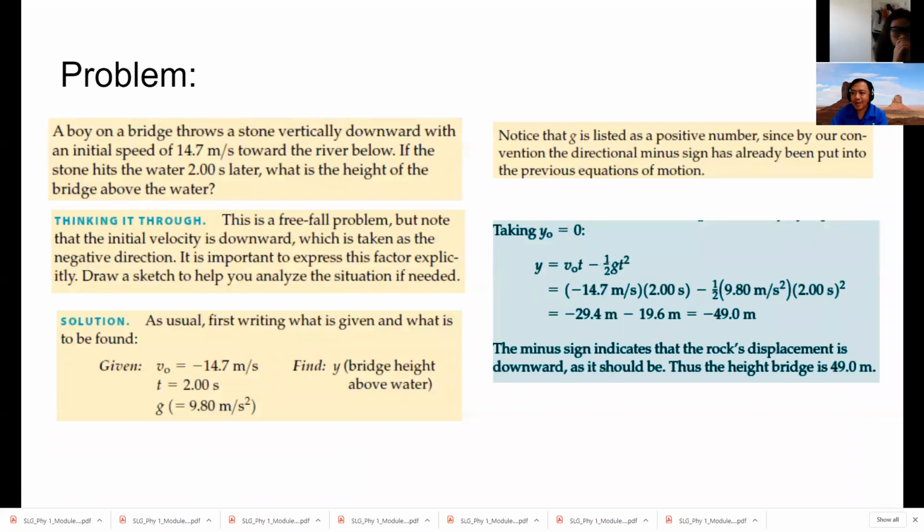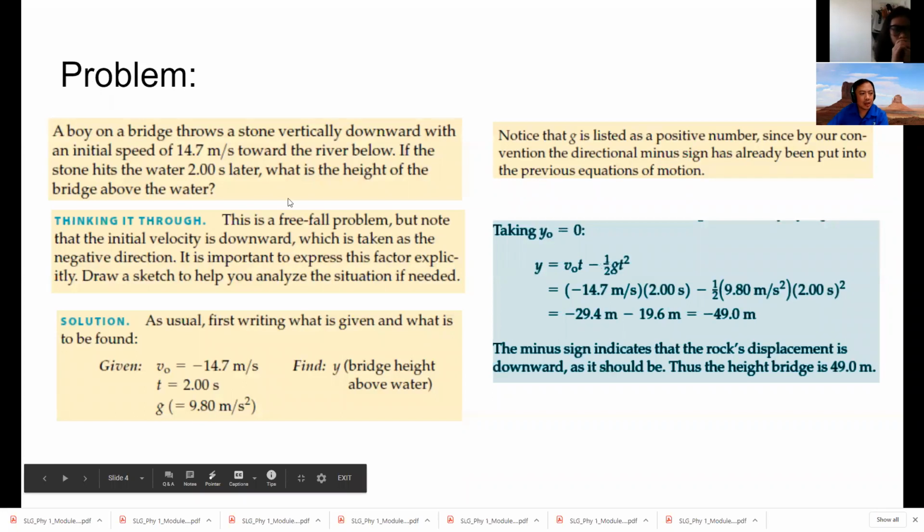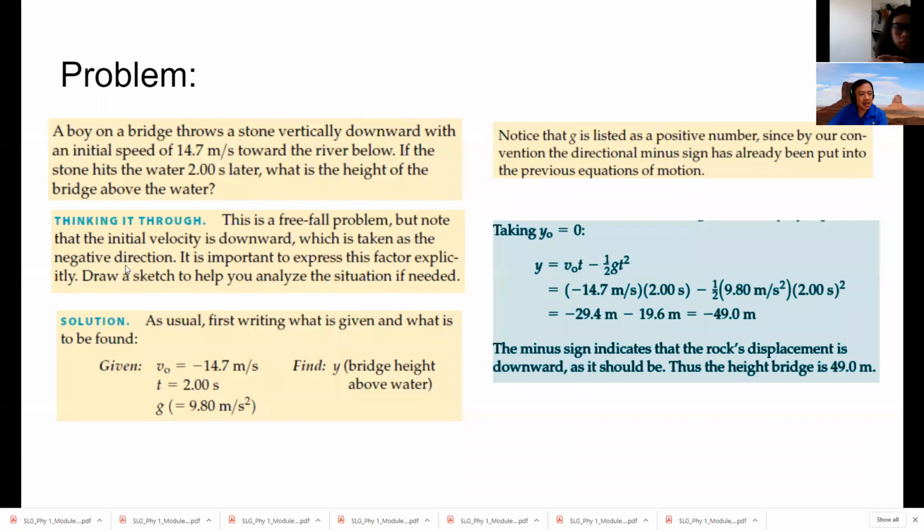So you are asked about the height of the bridge and you're given the following quantities. So this is a free fall problem, because we are neglecting air resistance. Downward is taken as the negative direction, so the velocity is negative, and this factor is explicitly expressed. You can draw a sketch for that. So as usual, first write what is given and what is to be found.